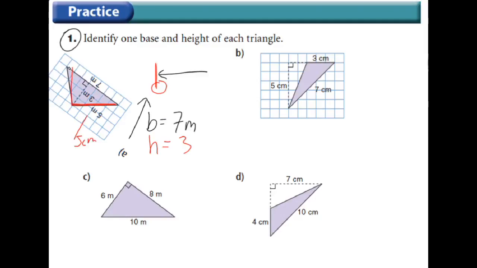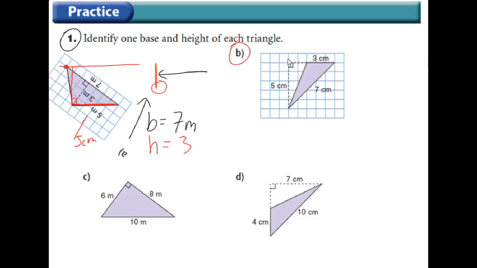The height has to be perpendicular and in line with this little vertex over here. And they have not given us that information. So in this case, we would not be able to figure that out. Let's look at B then.